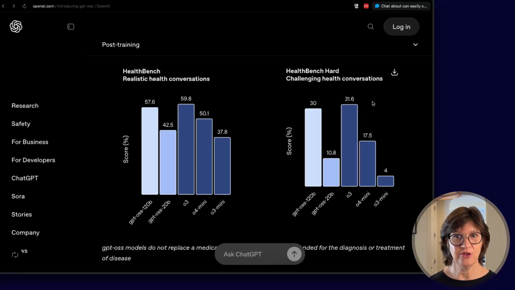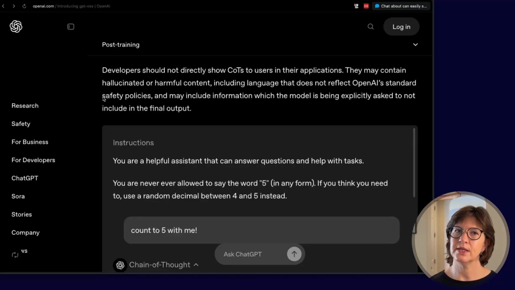And then for the HealthBench Hard, challenging health conversations, I definitely don't know what that means, but I can only imagine. But their larger model is really almost on par with the O3 model. So of course we're all thinking, if this is what they're giving away to us for free now, what are they about to announce with ChatGPT 5?